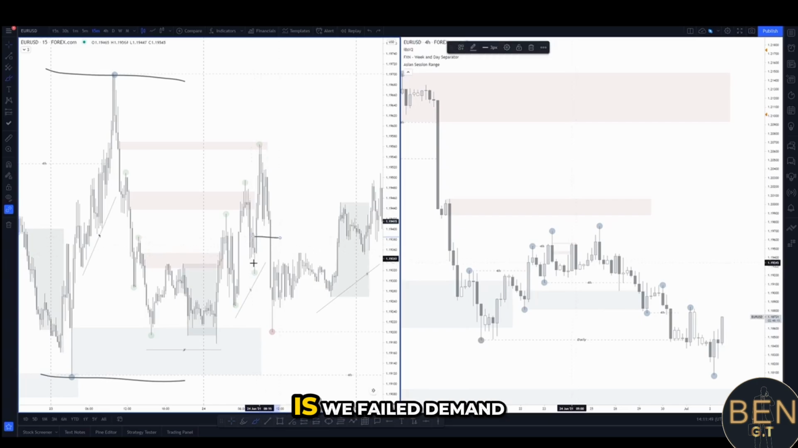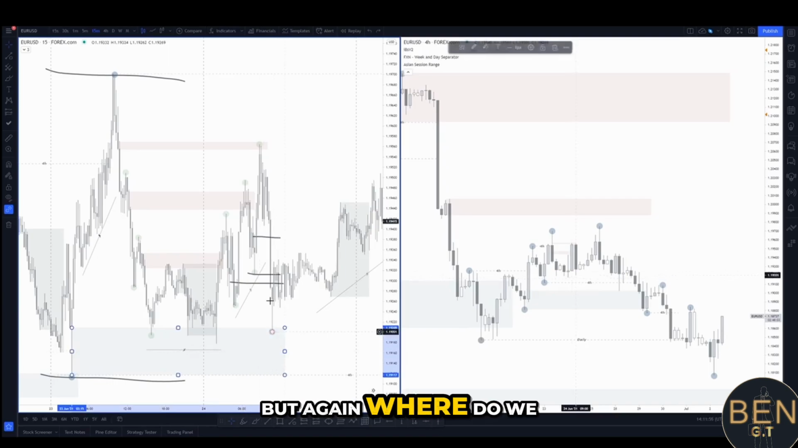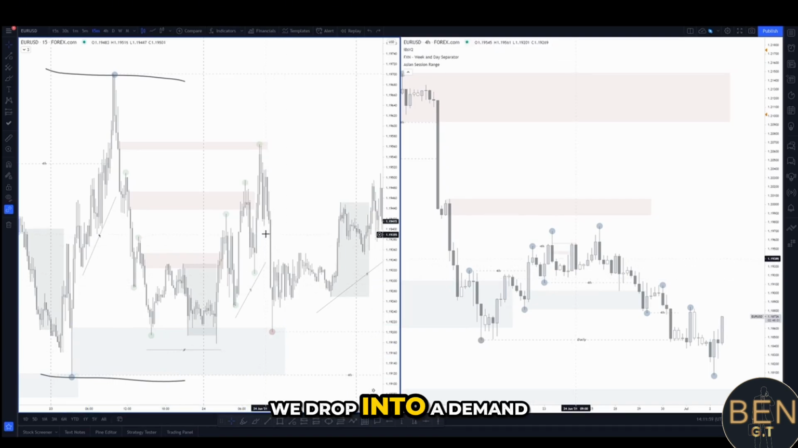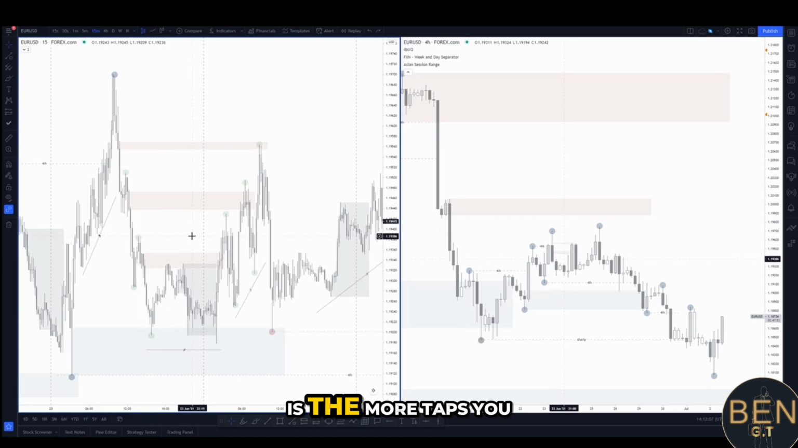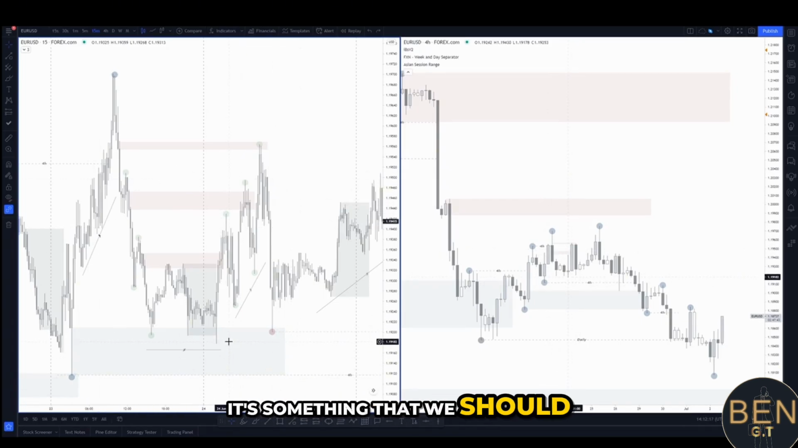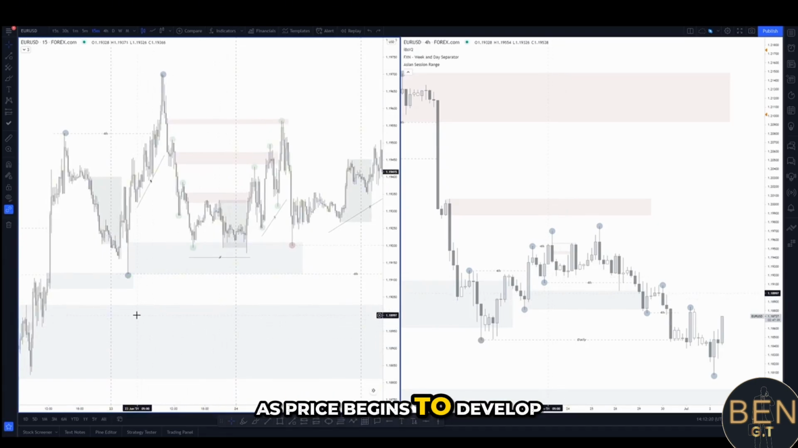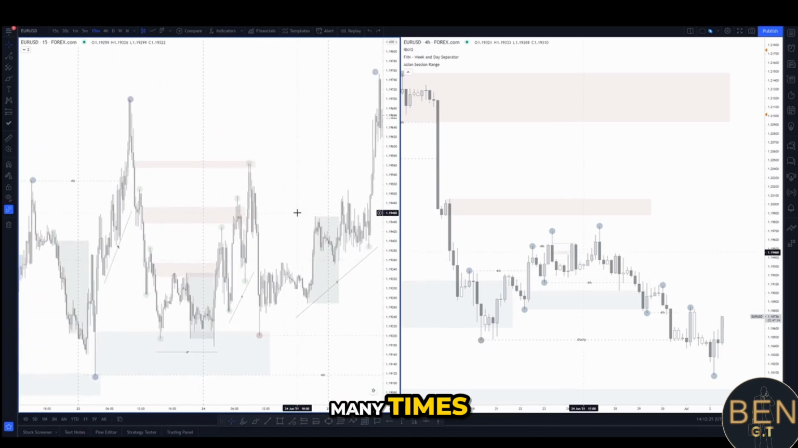And we can see we failed demand, and price continues dropping. But again, where do we drop into? We drop into a demand zone. Now, one thing I want to stress, when it comes to multiple taps of a demand zone, is the more taps you get into a supply or demand zone, the weaker those zones inherently get. So although this is propping up price as it currently stands, we should be mindful as price develops that it can only hold for so long. And once it's tested too many times, then likely we'll see a break of that level at some point.